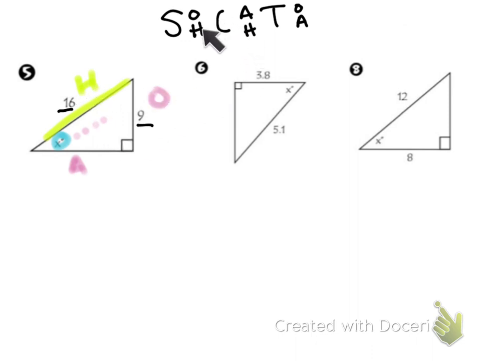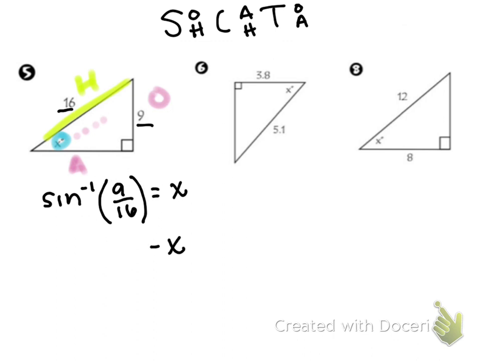So the one that has O and H is sine. And remember, we're looking for an angle, so we're using inverse sine. So sine⁻¹, and in the parentheses you put the sides. So you put O over H in there. O is 9, your H is 16, equals that X. That right there is what you're going to put in your calculator.